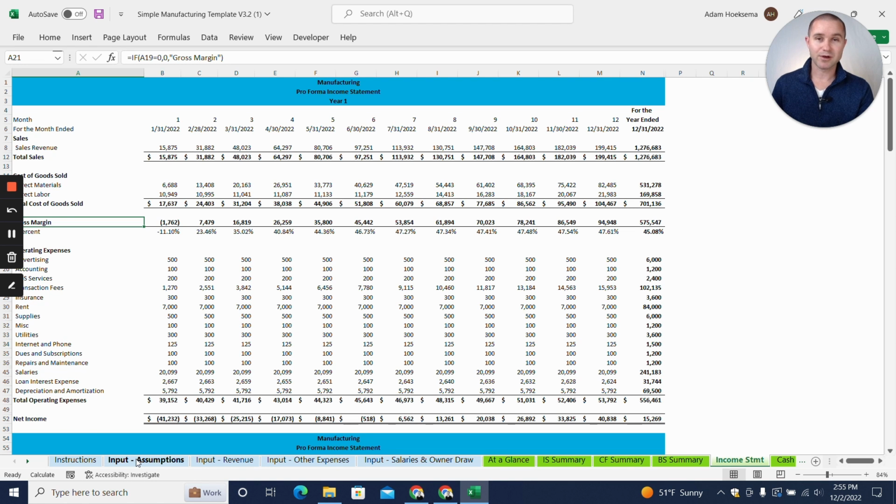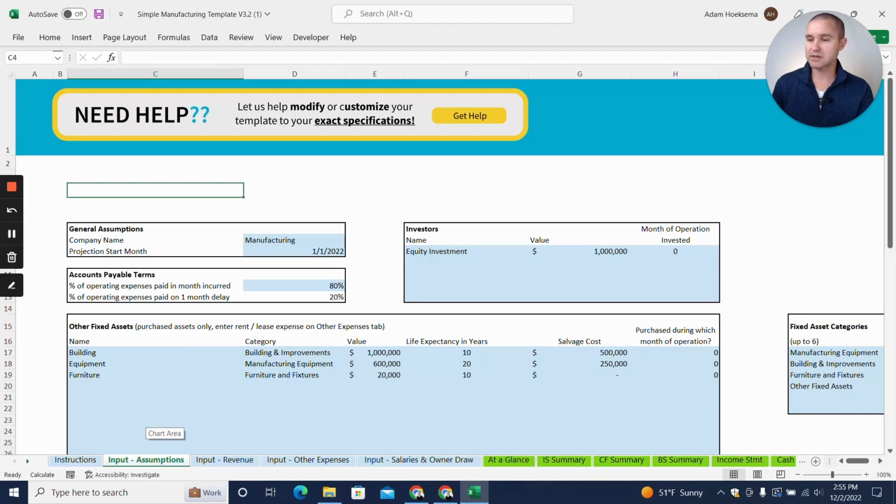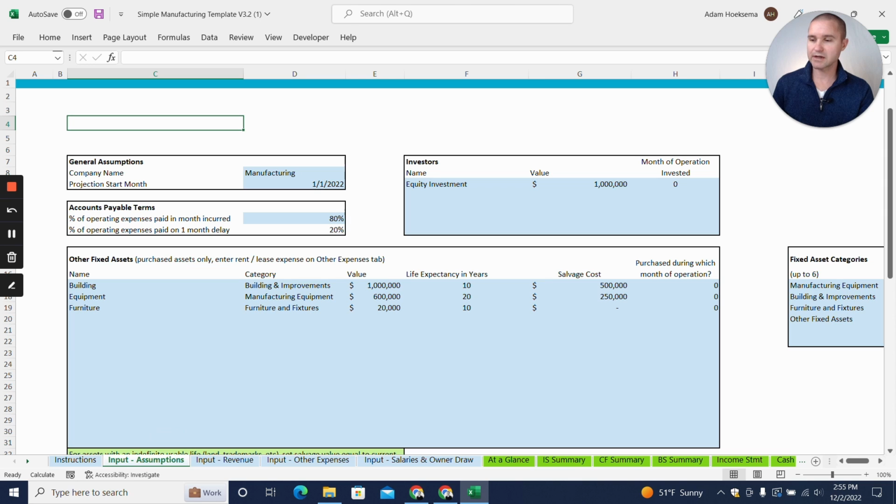We have a little bit of work, though, to produce these reports. So we've got to go back to our Input Assumptions tab here, and we're going to start filling out the blue cells. Any cell that's highlighted in blue is an assumption that you can change without breaking the model.